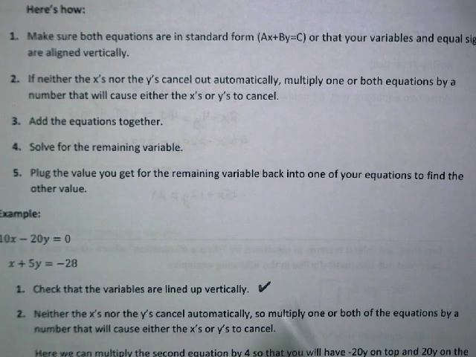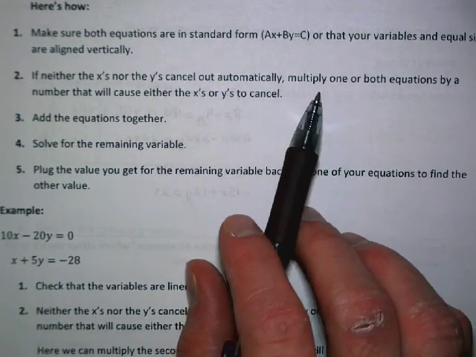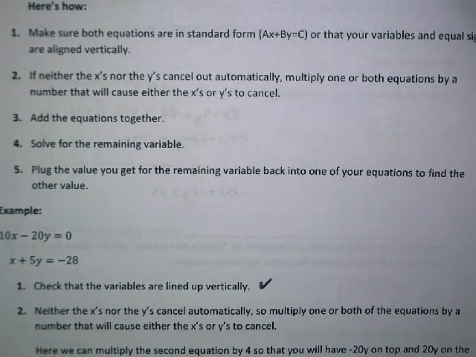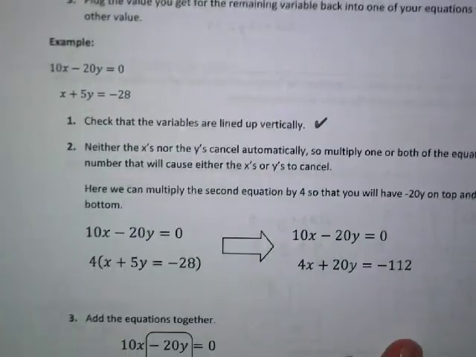If neither the x's nor the y's cancel, then you're going to multiply one, or sometimes you have to multiply both of the equations, so that the x or y cancels. It doesn't matter which one you make cancel, the x or the y. We just need one of them to cancel. So then you're going to add the equations together and follow the same steps we've done before. Okay, so here's an example down here of how this could work.